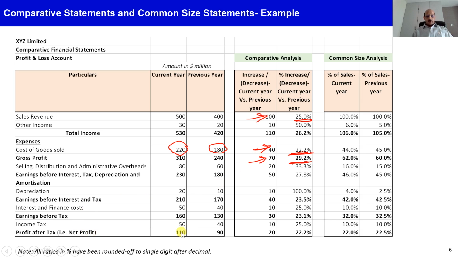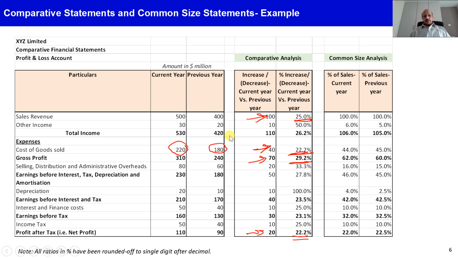Similarly, if you look at the net profit here, 90 was the net profit in the previous year and 110 is the net profit in the current year. So the absolute increase is 20 and the percentage increase is 22.2%. This is how we prepare the comparative analysis. Now let's understand the common size analysis.